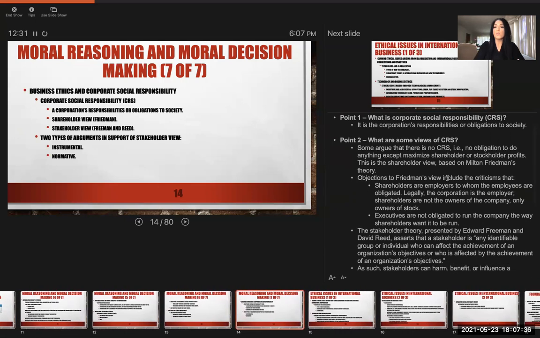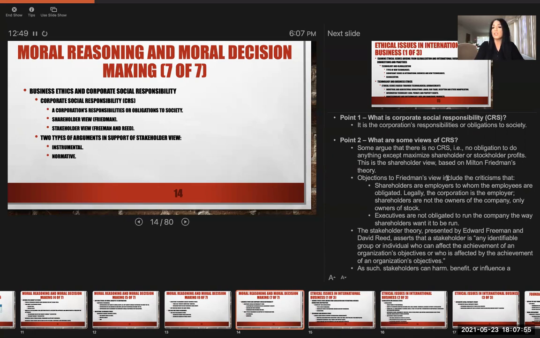Now, what is corporate social responsibility? It is the corporation's responsibility for obligations to society. What are some views of the CSR? Well, some argue that there is no CSR, that there is no obligation to do anything except maximize shareholders' or stockholders' profits. That is the shareholder view.